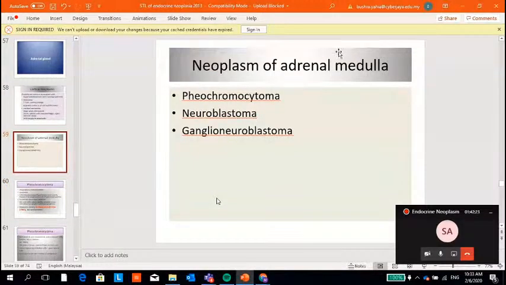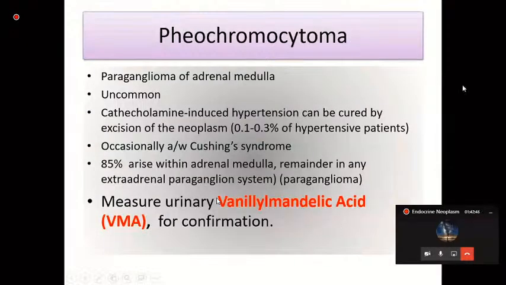For the adrenal medulla, the important tumors are pheochromocytoma, neuroblastoma, and ganglioneuroblastoma. You already covered this or not? Only pheochromocytoma. Fully covered, isn't it?